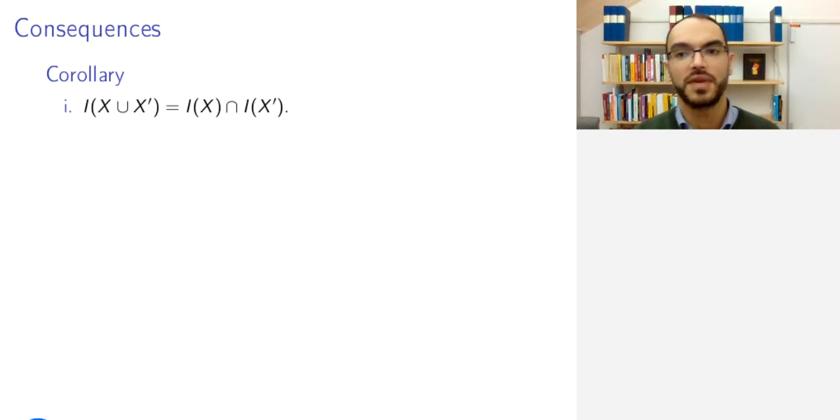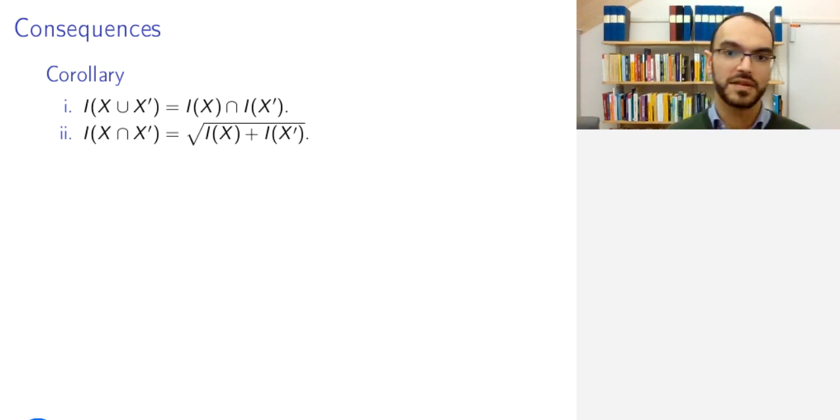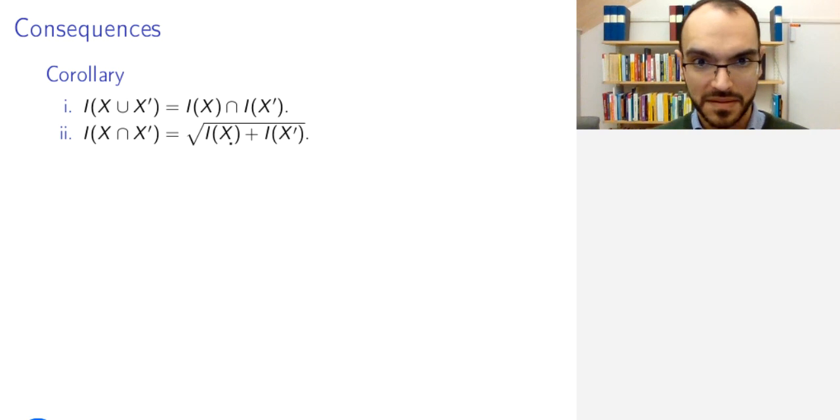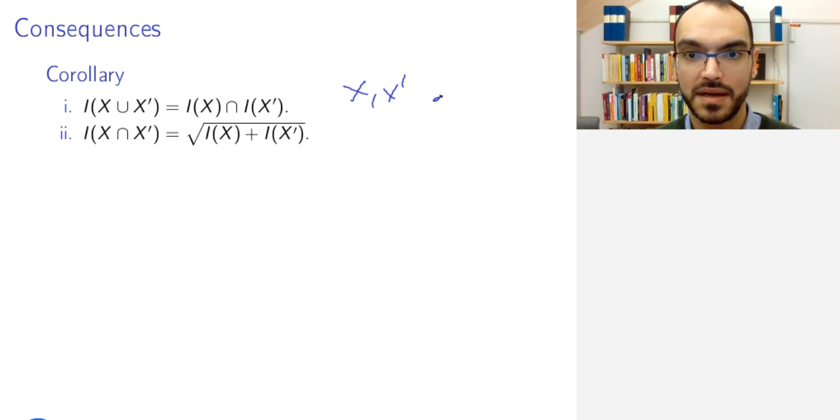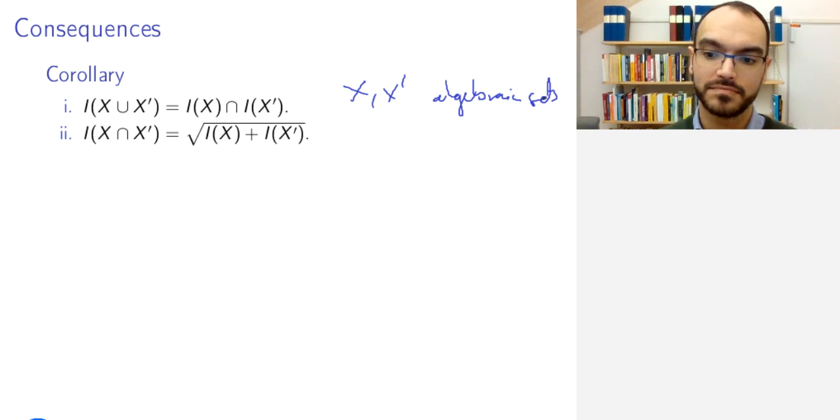What consequences do we have? Well, as an exercise, you can check that whenever you take the ideal of a union of algebraic sets, you have the intersection of the ideals of the algebraic sets, while the ideal of the intersection is not necessarily directly the sum of the ideals, but it's the radical of these. So here x and x prime are algebraic sets.